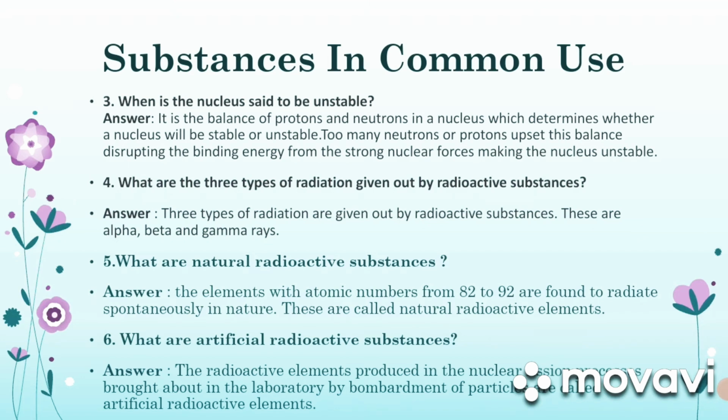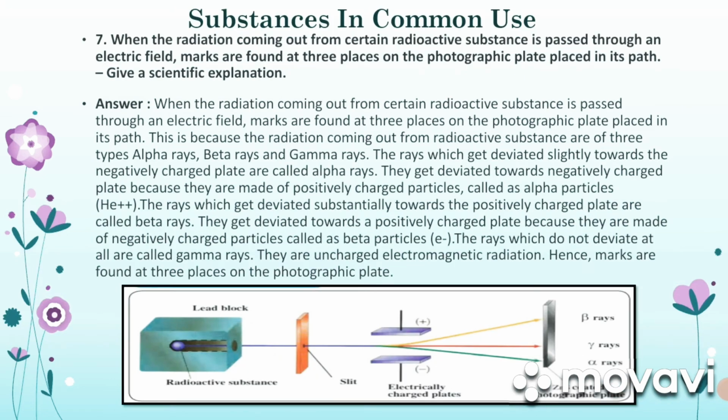Question 5. What are natural radioactive substances? Answer: the elements with atomic numbers from 82 to 92 are found to radiate spontaneously in nature. These are called natural radioactive elements. Question 6. What are artificial radioactive substances? The radioactive elements produced in the nuclear fission processes brought about in the laboratory by bombardment of particles are called artificial radioactive elements.